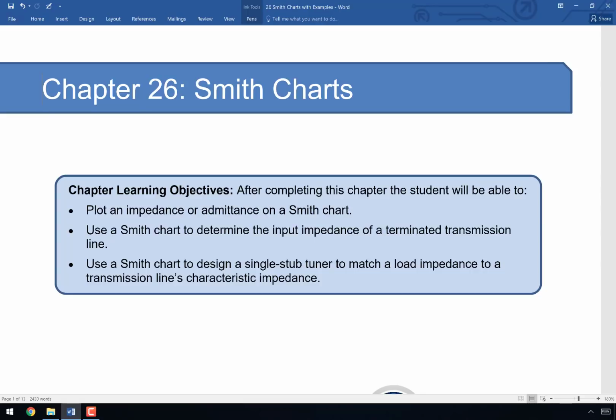Welcome to Chapter 26. Today we're going to learn about one of the most important tools that an RF, or radio frequency, engineer ever has to work with, and that's called a Smith chart.